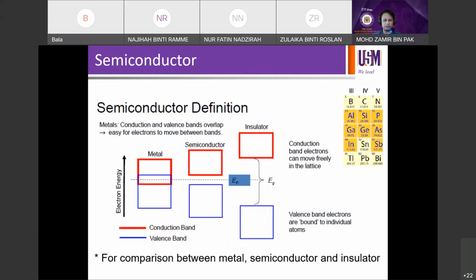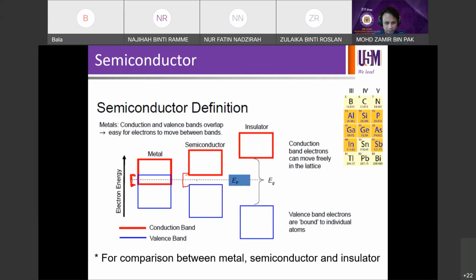So if you look at the definition, you can compare here in terms of the band gap or the band diagram of metal on the left, which has an overlap between the VB and CB, right? There's no apparent forbidden gap or energy gap in between, because they are overlapped. And then for semiconductor, it's relatively bigger compared to metal. You can see a clear separation.